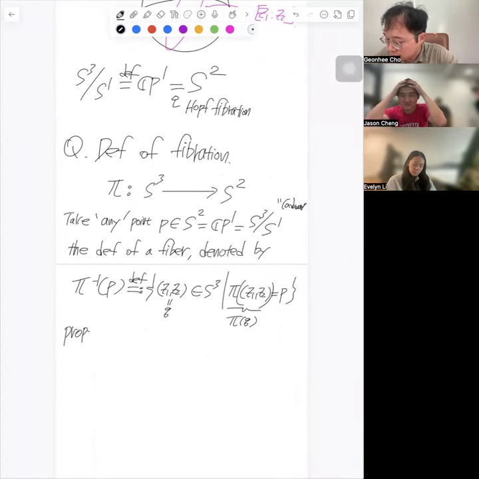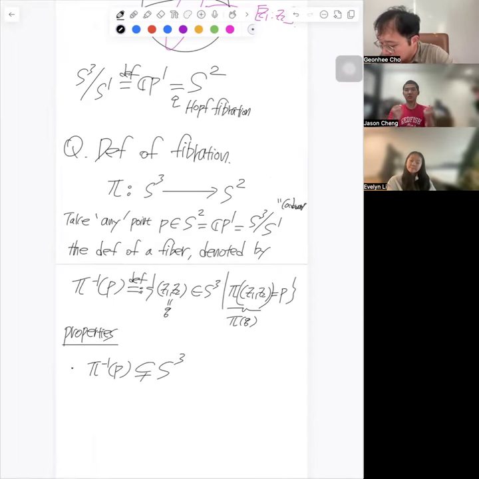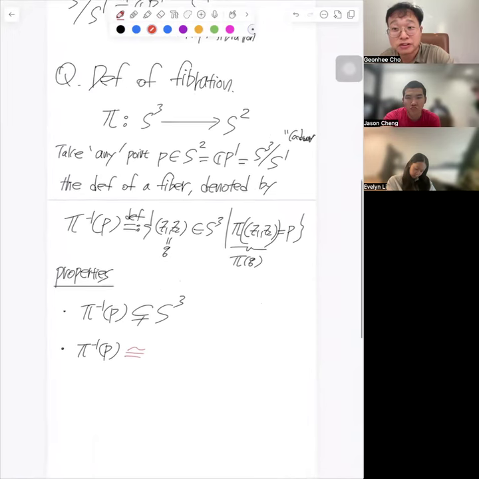Now the properties. I'm not sure how many properties I need to list here, but let me just say a few for a moment. So pi inverse of p: from the definition, it is clear this is a subset inside of S3. Is that clear? We collect the elements from S3. This is a very fancy notation, and I recommend you use it as well. At least the math faculty will like it.